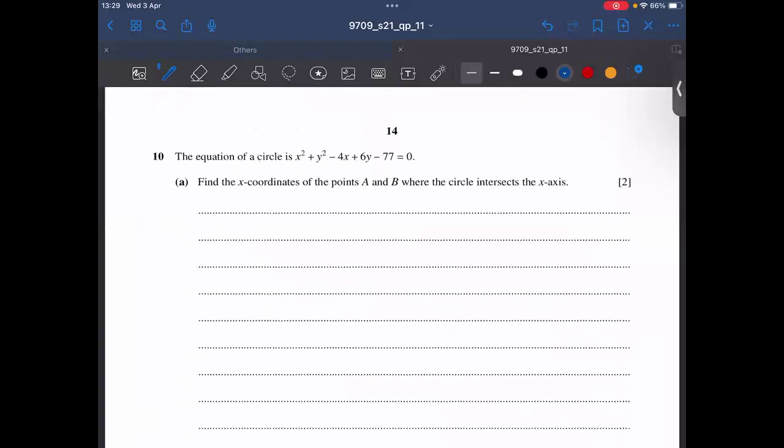Find the x coordinates of the points of intersection where the circle intersects the x-axis. The x-axis means y is 0. So x square minus 4x minus 77 equal to 0. It's going to be x minus 11, x plus 7 equal to 0. So x equals 11 and minus 7. You're just supposed to find out the x coordinates.